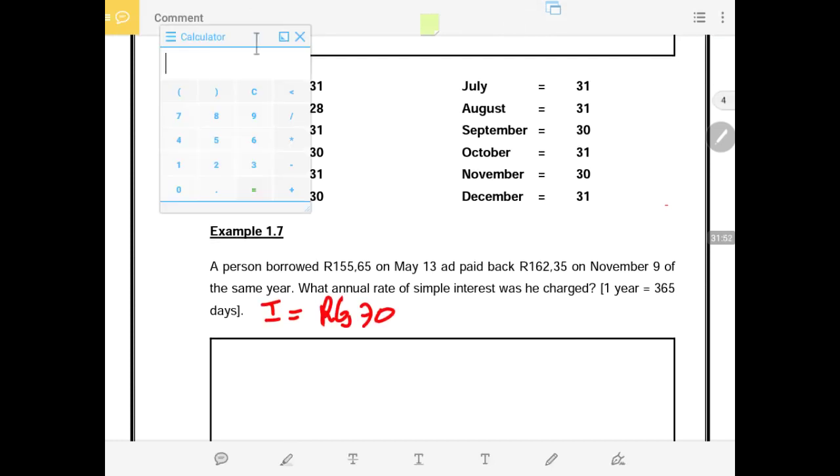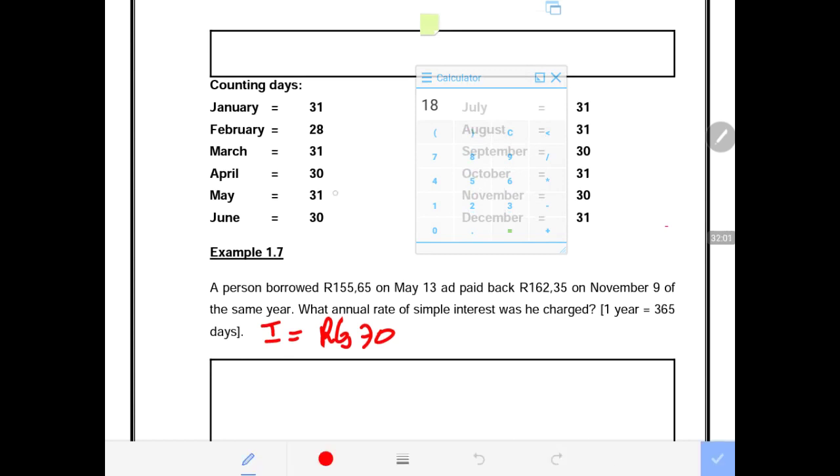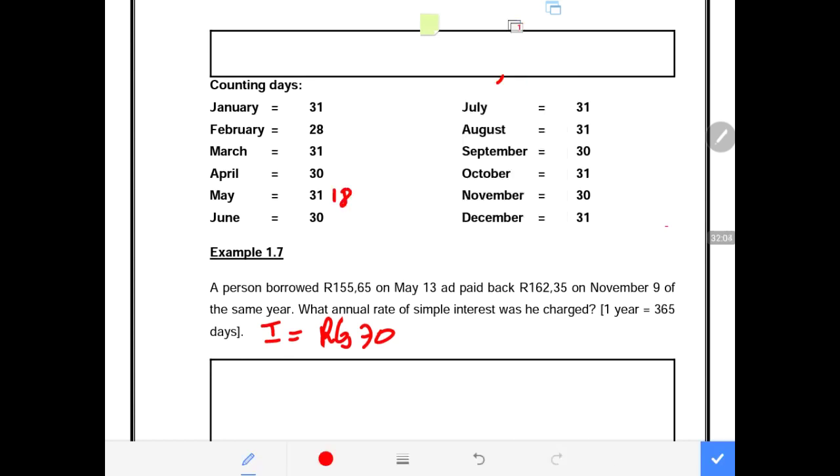Now let us calculate the days. May has how many days? 31. 31 minus 13. We don't include the date on which he borrowed money, meaning 18 days this gentleman would have paid interest for the month of May. Then for the month of June, it will be all the 30 days, July all the 31 days, August all the 31 days, September all the 30 days, October all the 31 days, November only 9 days because he paid it on the 9th day of the month of November.